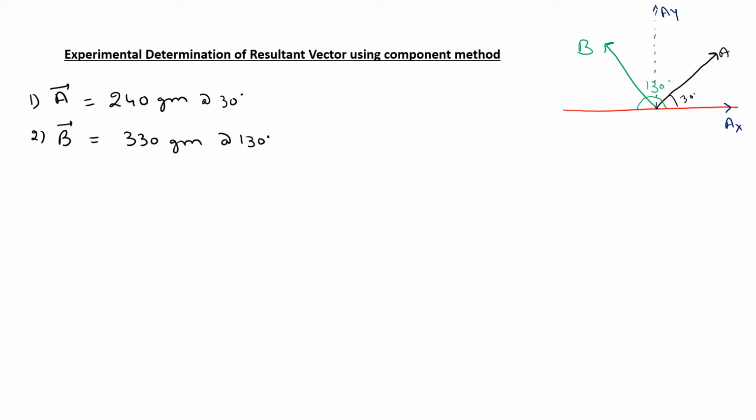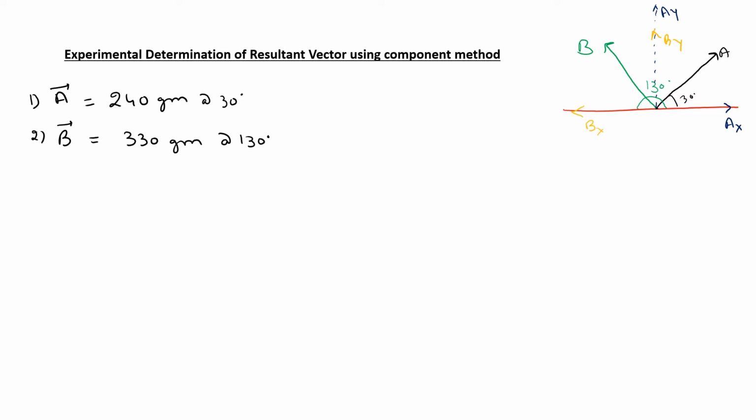Suppose we'll take this color. Now the B vector is in this coordinate, so its components will be along these axes. So B of x will be here and B of y will be here. What we mean is that we are splitting this B vector into two components. One is B of x, the x component along the x-axis, and the y component along the y-axis.